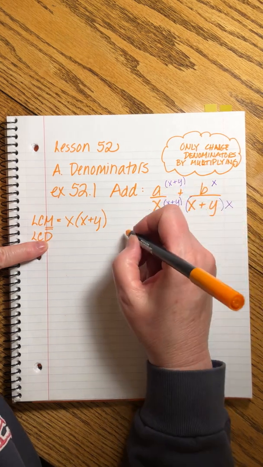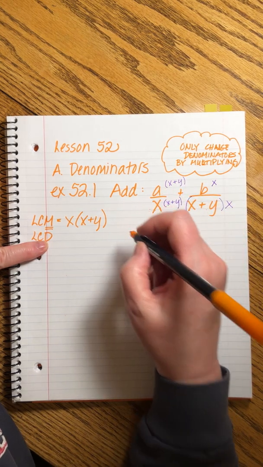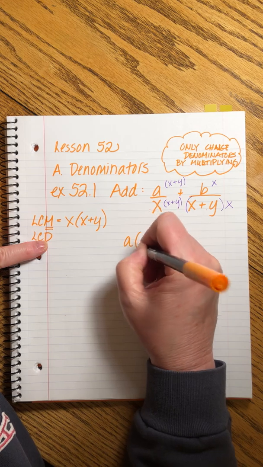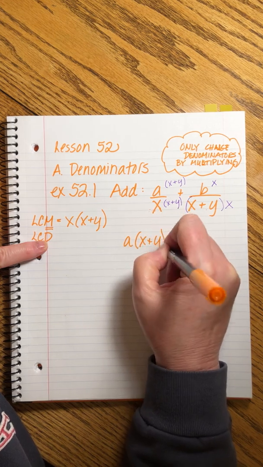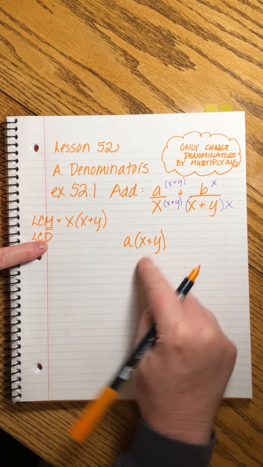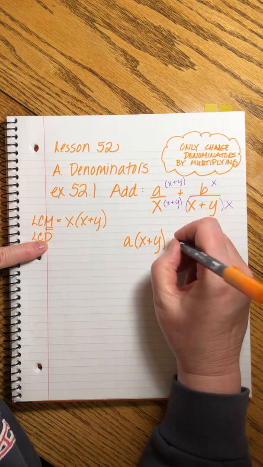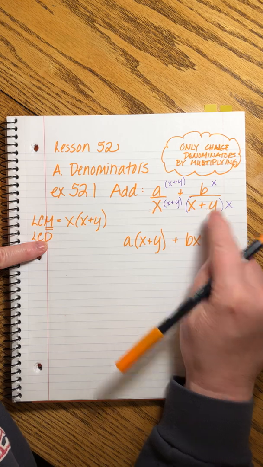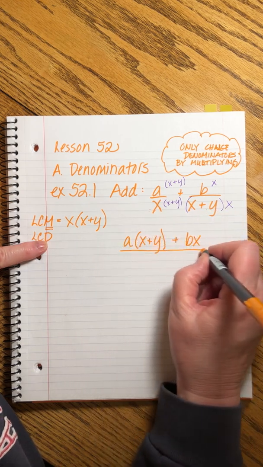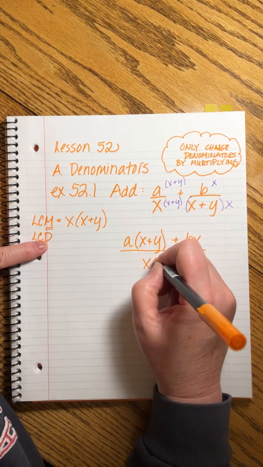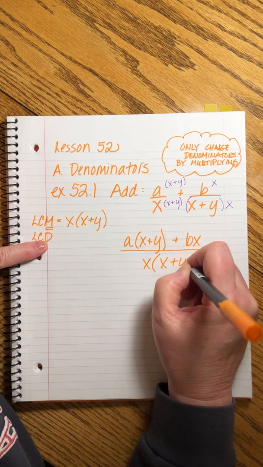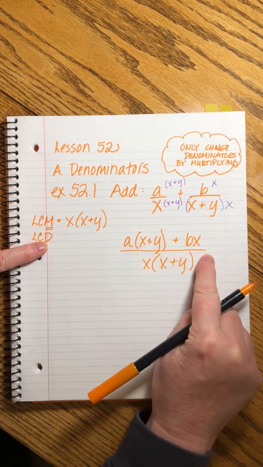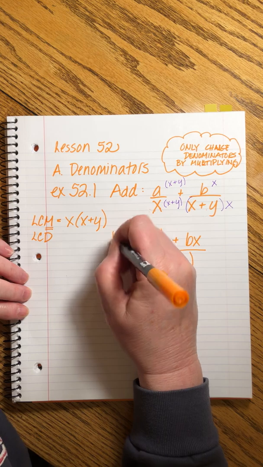This top is going to be a times the quantity x plus y. I'm not going to distribute. I'm just going to leave it like this. Then it's going to be plus b times x. And now that the denominators match, we can just write it as one big thing, and it will be x times the quantity x plus y. This is a perfectly acceptable final answer.